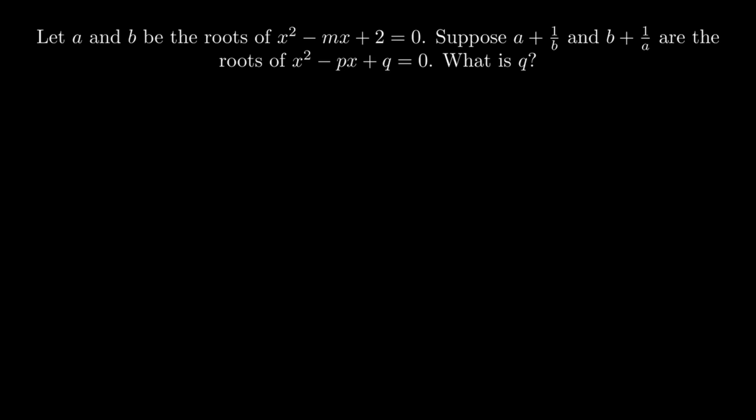Using Vieta's, we can see that q equals the product of the roots. Simplifying, we can get that this is equal to (ab plus 1) squared over ab. Using Vieta's on the first quadratic, we see that ab is equal to 2, and finally plugging this in gives us our answer of 9/2.